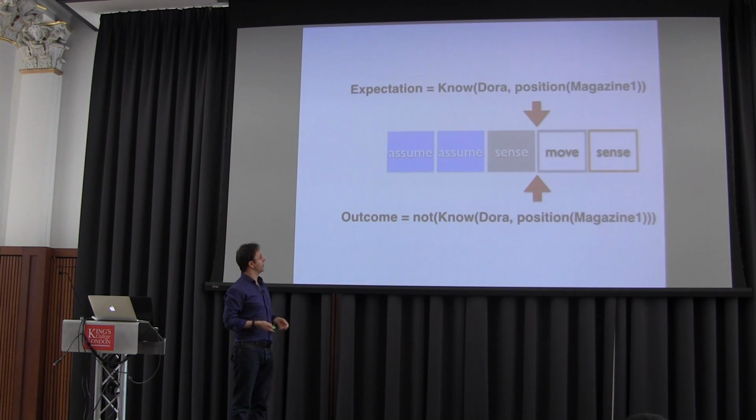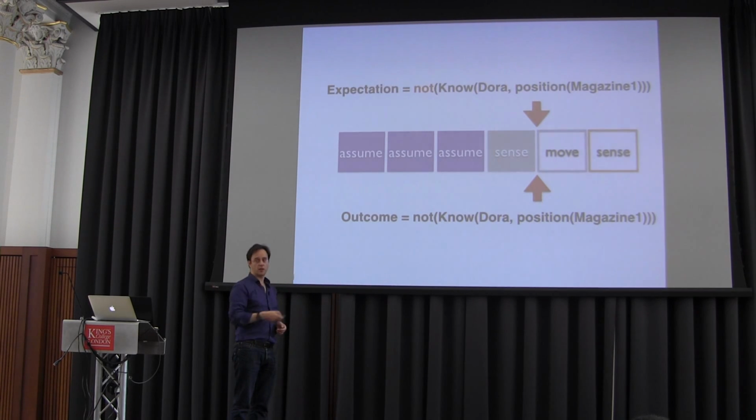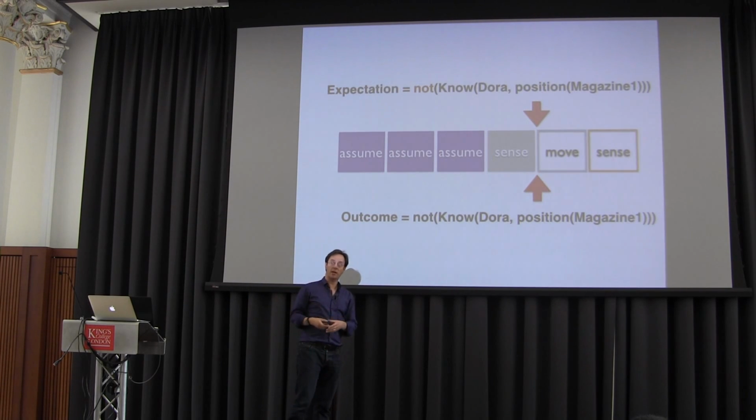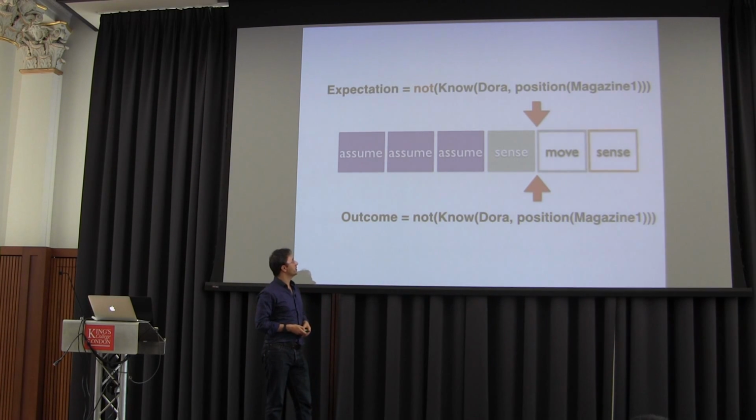So if you think a little bit like this, you take away your old assumptions, you're going to replan, and you're going to replan a new set of assumptions, and the idea is that new set of assumptions are going to make what you actually expected to see equivalent to what you did see. In other words, that they're going to make it so that the robot doesn't expect that the actions that it would have performed would have led to finding the magazine.